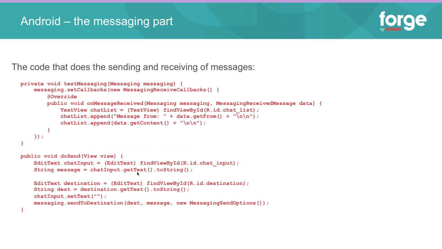And then for the rest of our app, to do this chat app, we just need two more functions. One is to set up the callbacks for testing messaging, which effectively receives a message and displays it on a view on the Android application. And the other is the do send function, which is linked to a button on the application and actually sends a message. So as you can see, there's very little code there. Most of the code that is there is actually updating the controls on the Android app.